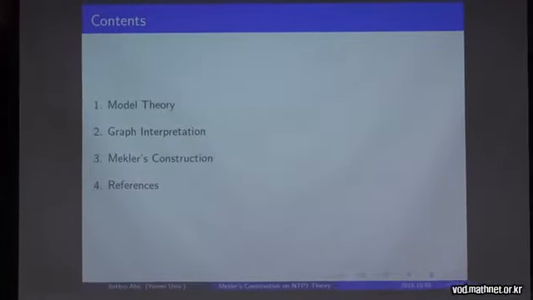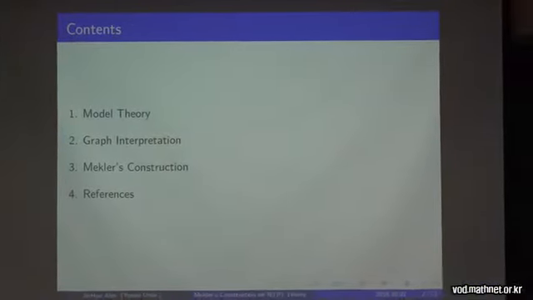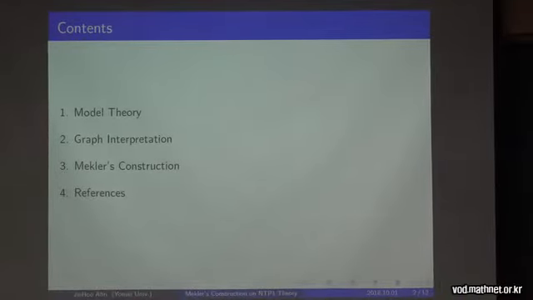So this is the content. I heard that only a few people know what model theory is, so I think I have to briefly show you what model theory is, and then some interesting facts about graphs and models, and then Mekler's construction. For today's seminar, I will focus on the things related to graphs rather than theories and lemmas, which require a deep understanding of model theory.